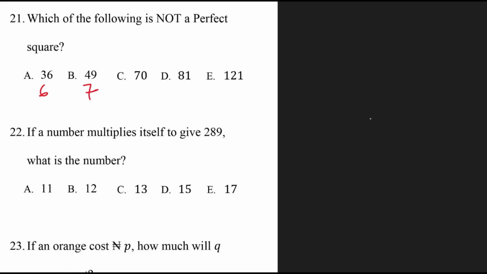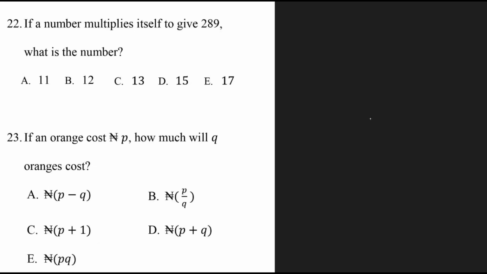Can you see? Then D, 81. The square root of 81 is 9. And E, the square root of 121 is 11. So what is our answer? Our answer is C, which is 70. So let's move to the next question.